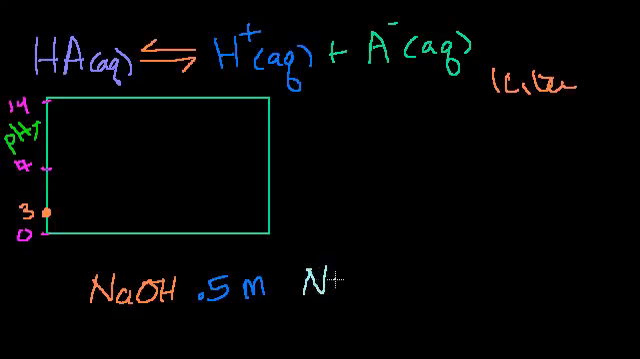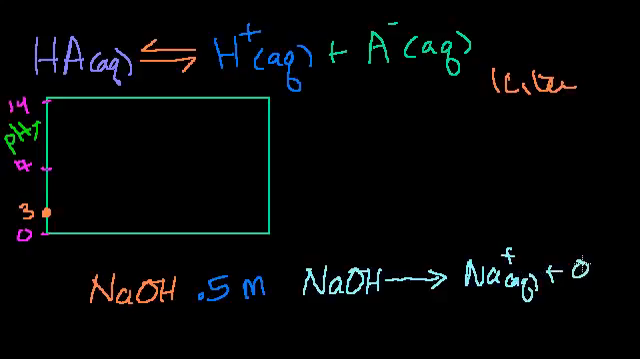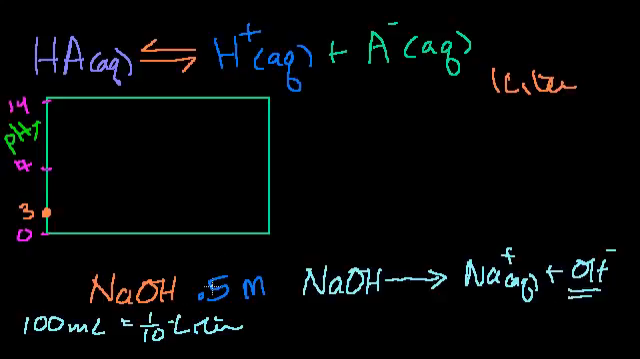NaOH, sodium hydroxide, and I did this in the previous video, it dissociates completely in water. And so it turns into Na plus, all of this is aqueous, of course, plus OH minus. So let's say you throw in 100 milliliters of this 0.5 molar solution. That's equal to 1/10 of a liter. 0.5 molar is its molarity. So it says I'm going to have half a mole of hydroxide ions for every liter.